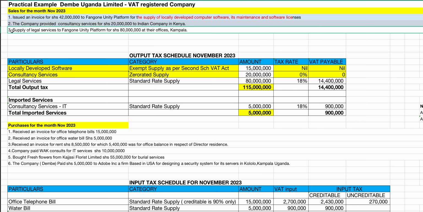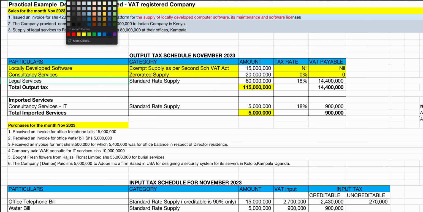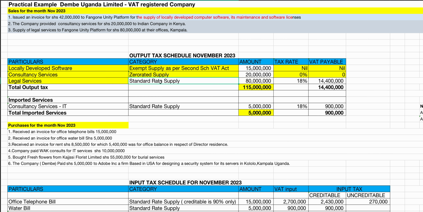Moving on to the last sale we made in the month. This is supply of legal services to Fangon Unit platform for shillings 80 million at their offices in Kampala. As we know, legal services qualify for VAT, and this is a standard rated supply. So we'll come to our particulars, add legal services. We said it's a standard rated supply, and the rate applicable is 18%. 18% of the 80 million, we get 14 million.